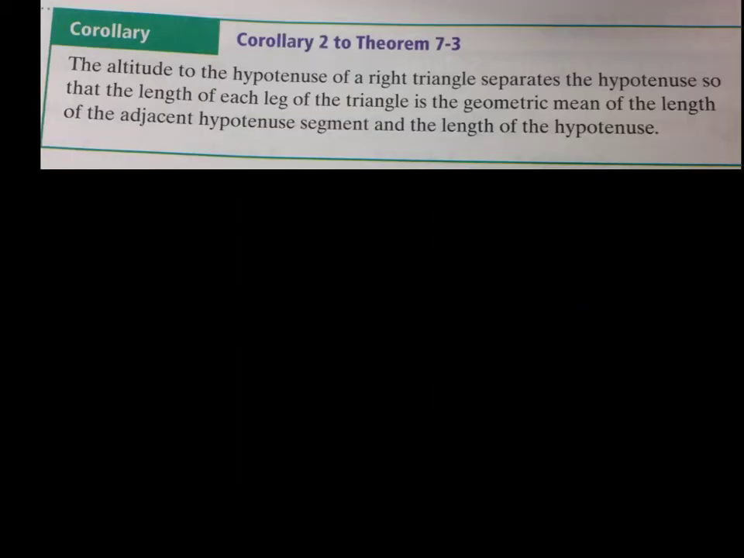Our second corollary to theorem 7.3, and possibly the single most complicated and confusing sentence in our entire geometry book, states: the altitude to the hypotenuse of a right triangle separates the hypotenuse so that the length of each leg of the triangle is the geometric mean of the length of the adjacent hypotenuse segment and the length of the hypotenuse. That is a pretty heavy statement. Let's see if we can better understand it.